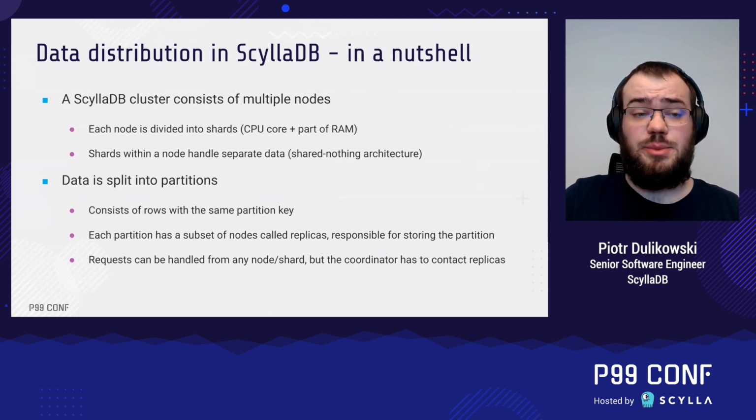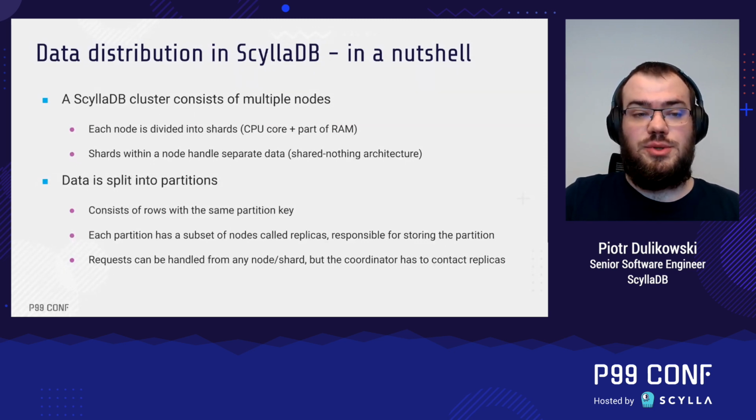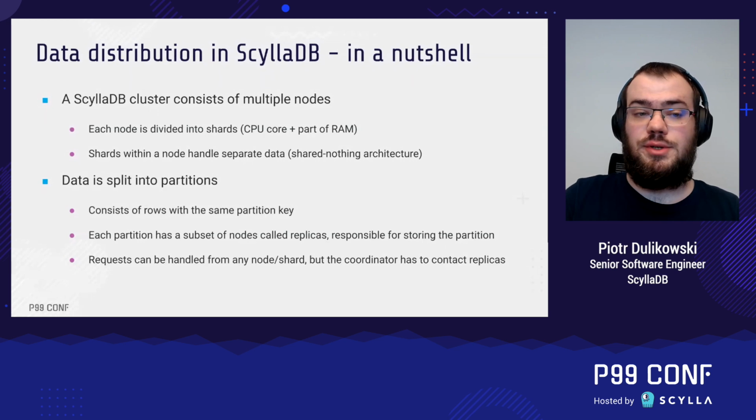ScyllaDB is a distributed database. A single cluster is composed of multiple nodes, and each node is responsible for storing and handling a subset of the total dataset. Furthermore, each node is divided into shards. A single shard is basically a CPU core with a chunk of RAM assigned to it. Each shard of the node handles a subset of the data the node is responsible for, which means that the CPU cores rarely have to communicate with each other, minimizing the cross-core synchronization cost. All of this makes ScyllaDB not only horizontally scalable, but vertically scalable as well.